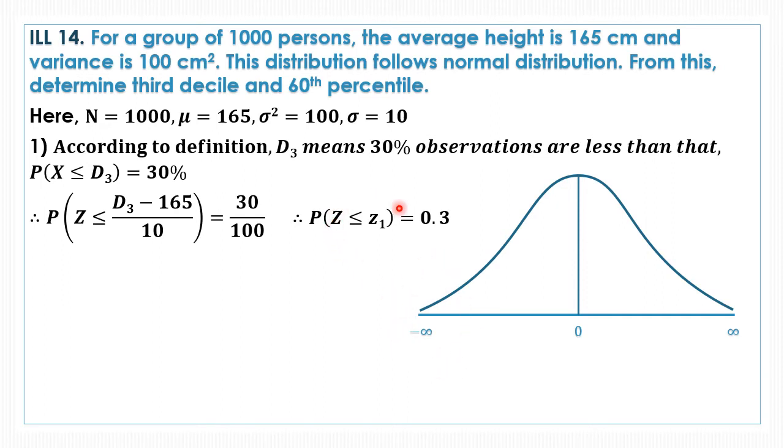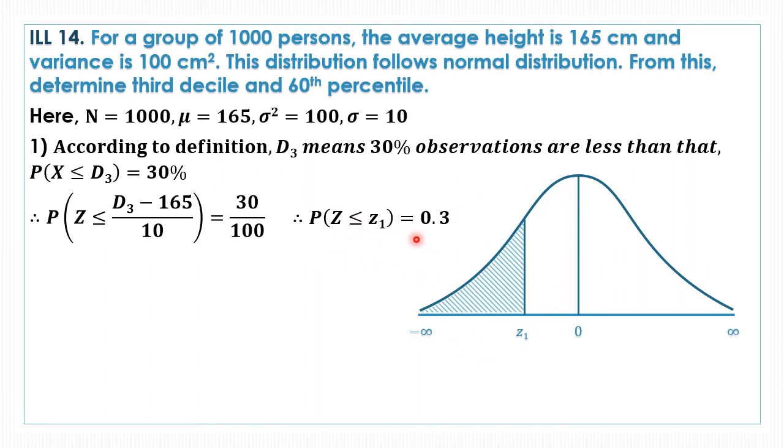If z is more than, we start with positive infinity. Right now 30% of observations are less than D3, so z is less than z1. Less than is starting from negative infinity. The probability is 0.3, so starting from negative infinity, we have to go towards the right side, covering 0.3 portion. Now this whole portion from negative infinity to 0 is 0.5, which is greater than 0.3. So we are not going to take this whole portion, we will stop somewhere here. That would be your z1, and this highlighted portion is your area.